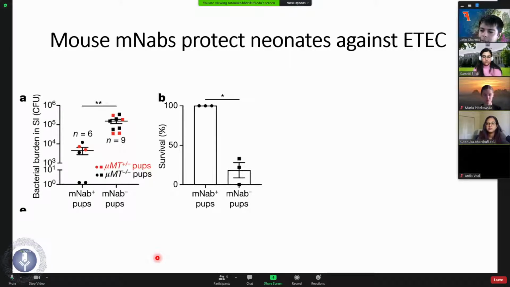How did they give these antibodies again? mNab positive, did they give these antibodies as an injection? It's via breastfeeding. So the mothers which are mu-MT positive will have mNab plus pups. The mothers which are mu-MT knockout will have mNab minus pups. Now at a higher dose, all the mNab plus pups were still resistant, whereas 83% of the mNab minus pups died or were almost dead.